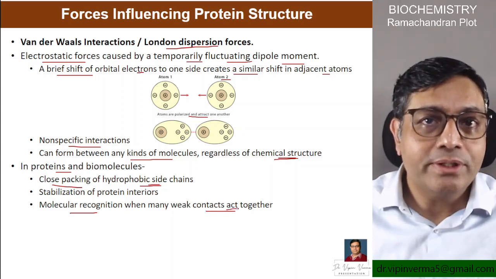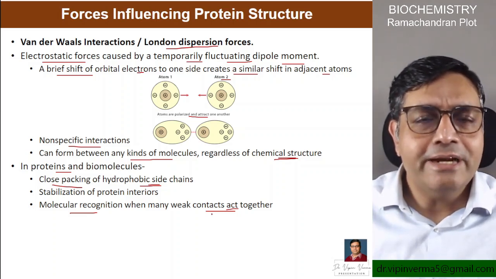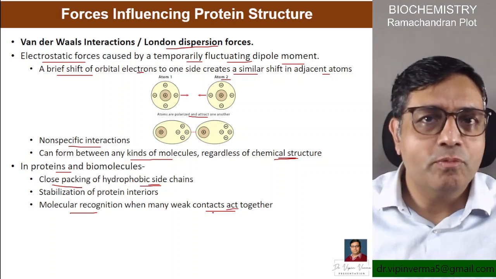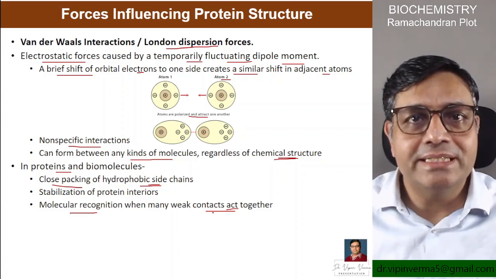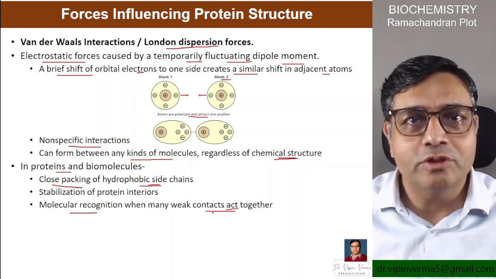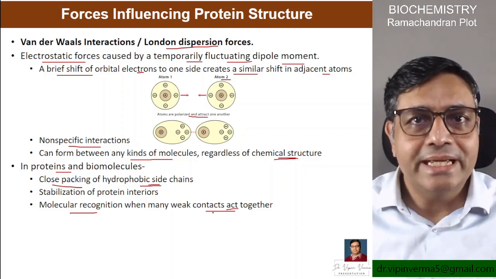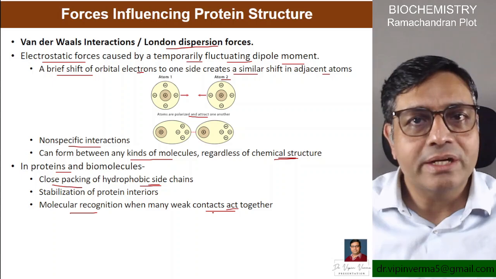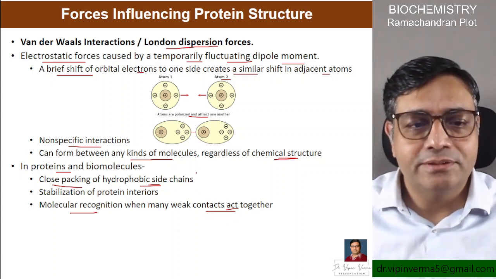And why is it important? Because if only a few weak interactions are there, then probably it is not specific. But when there are so many weak interactions, they stabilize the whole interaction, and because of that, the proteins can act or activate, or inhibit. That happens because of these weak interactions.